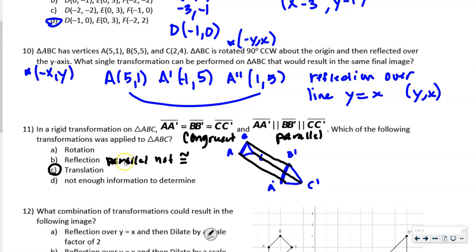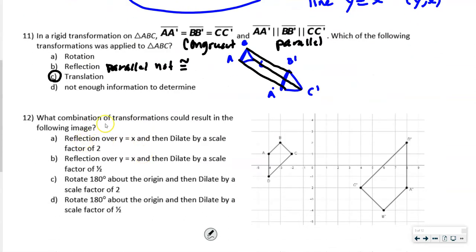So that's what you need to keep in mind, okay? Number 12 says, what combination of transformations could result in the following image? So the first thing I notice is that ABCD prime got bigger, right? So we're going to go ahead and eliminate these two answers because they say it dilated by a scale factor of 1/2, which means it would have gotten smaller.